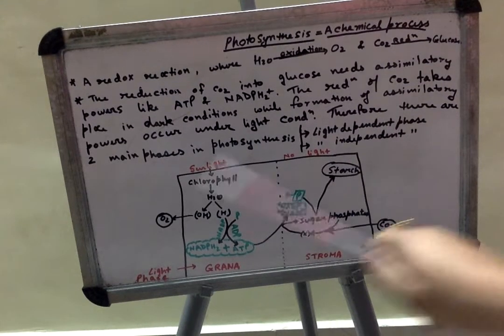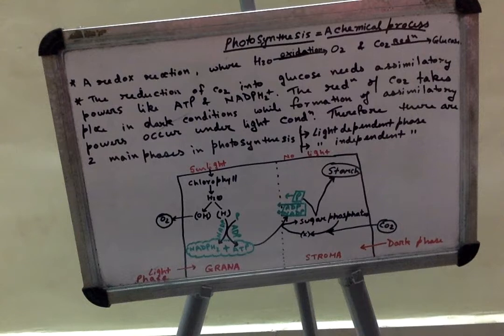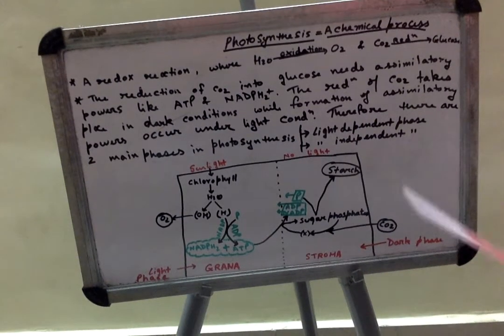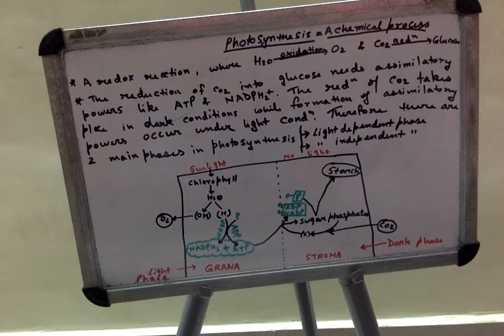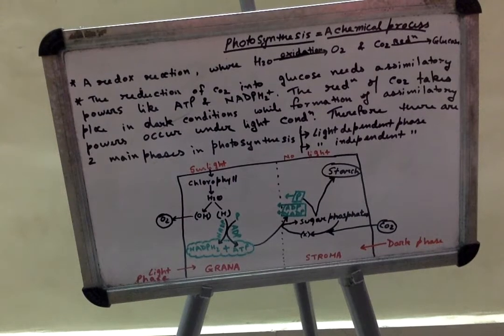So this is the main idea about the two main phases. I think this flowchart will help you all to understand the detailed process of light as well as light independent phases in my next videos. So please keep this flowchart in mind so that you can understand the actual process of light and light independent phases.